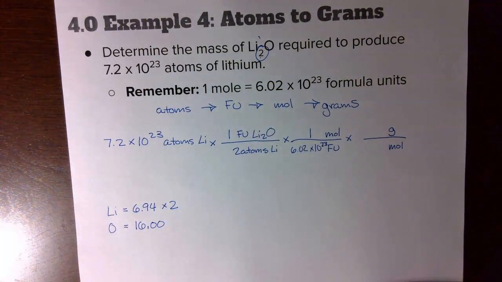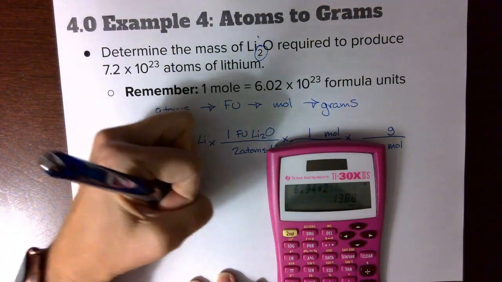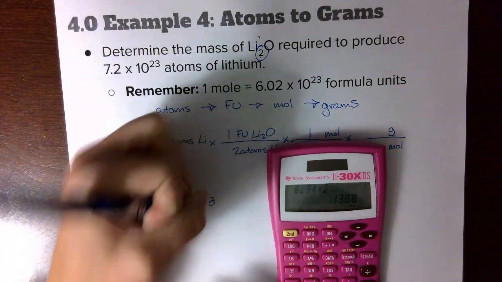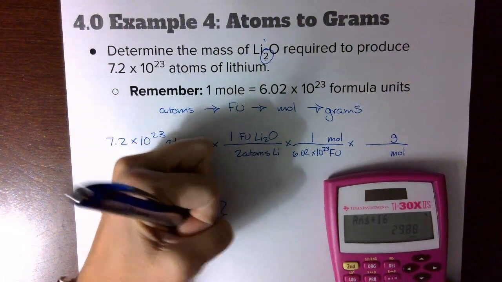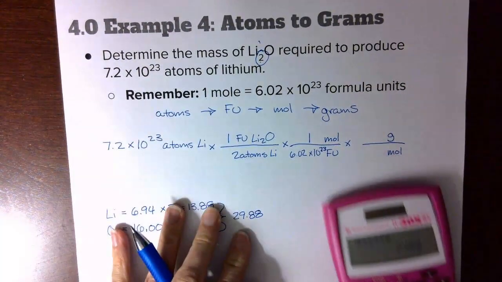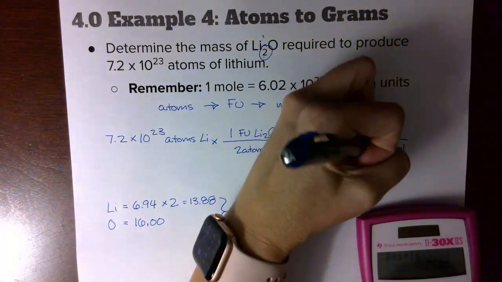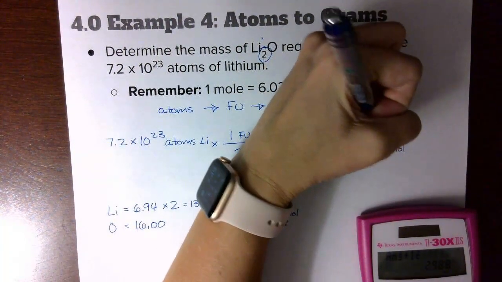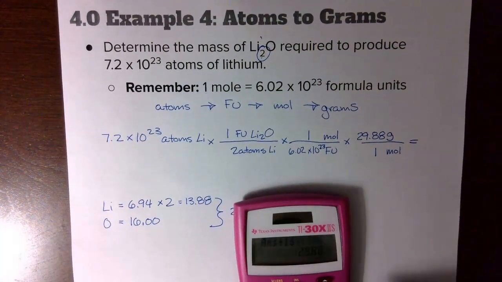So 6.94 times 2. Did that on my calculator. Sorry, I should have showed you. So 6.94 times 2 is 13.88. And to that, I'm going to add 16. So my total mass for all of this comes out to 29.88. And that's grams per mole, grams per 1 mole. So that means 1 mole is equal to 29.88 grams.